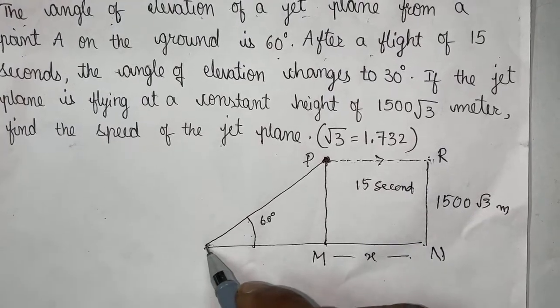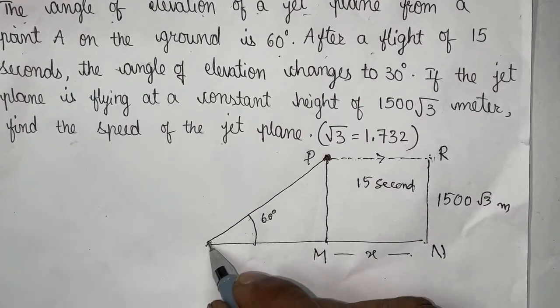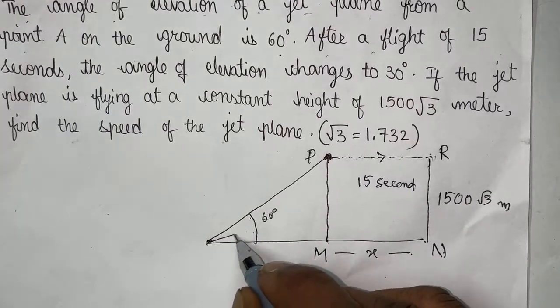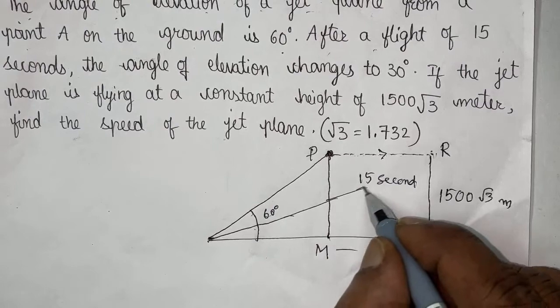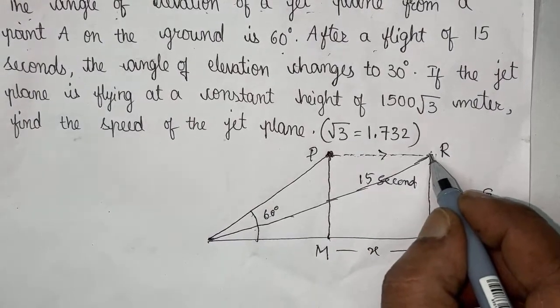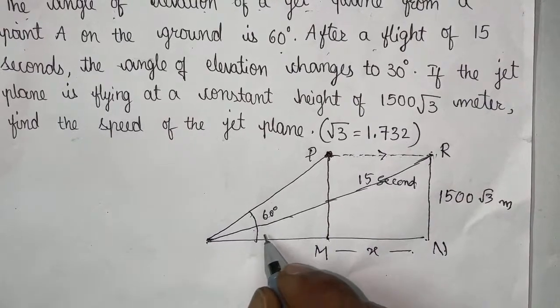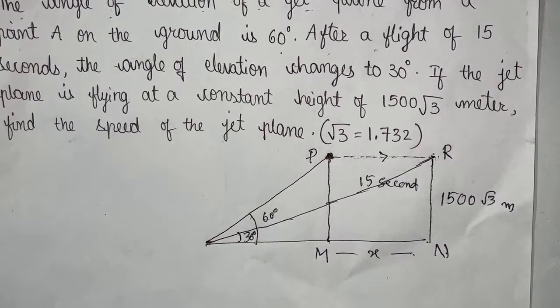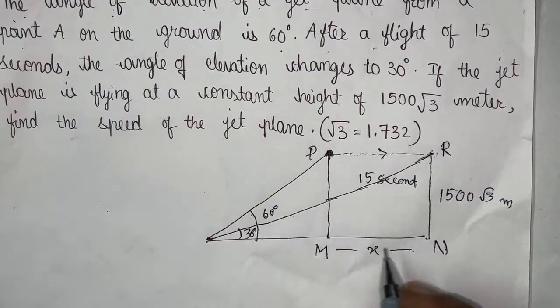Now he is going to observe, and after reaching the 15 seconds, the angle is changed. The angle of the plane is changed, because he wants to observe the jet plane at the point R. At that time the angle is 30 degrees. It is becoming 30 degrees. Now it is our time.